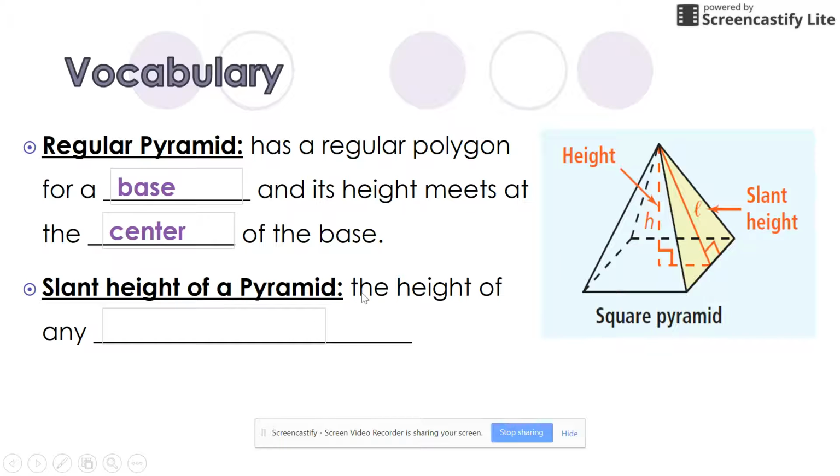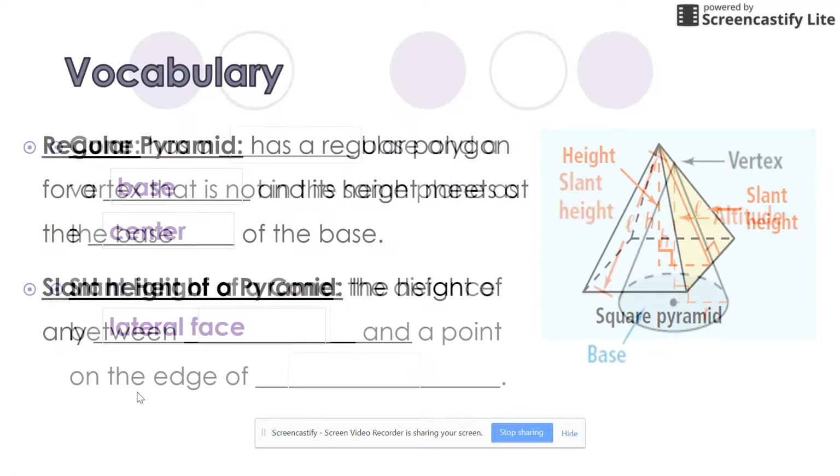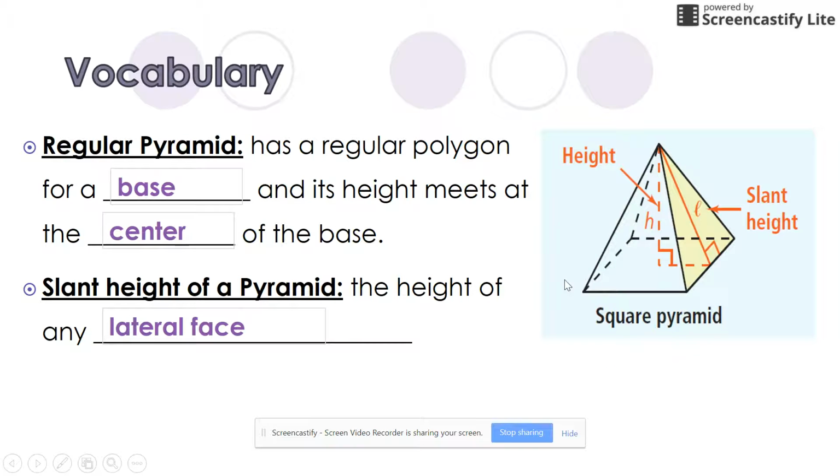The next definition is a slant height. Exactly what it looks like. We often call it L. A slant height means that we're talking about the height of one of these sides. If you laid this flat, it'd be the height of that triangle. So regular height is ground to the top point, and slant height is the same thing but up the side there.